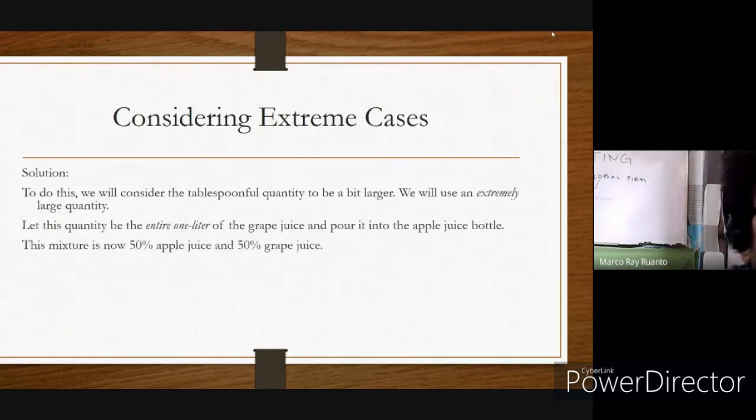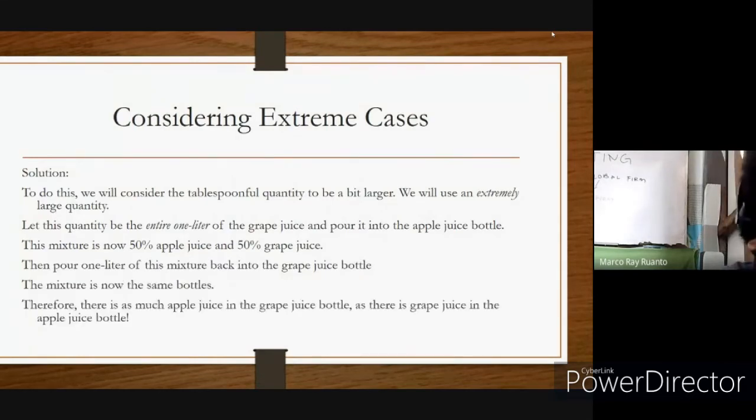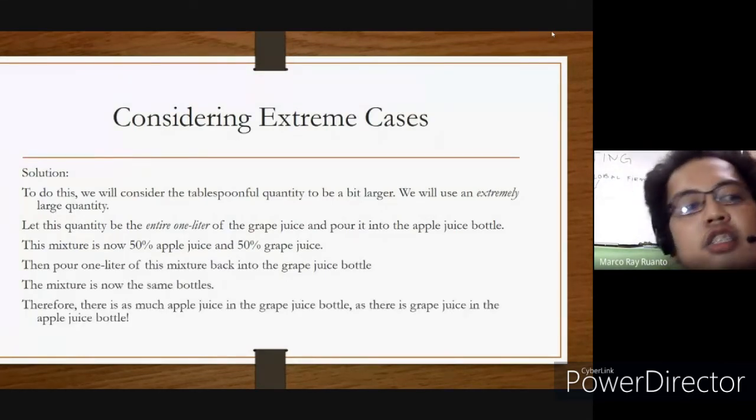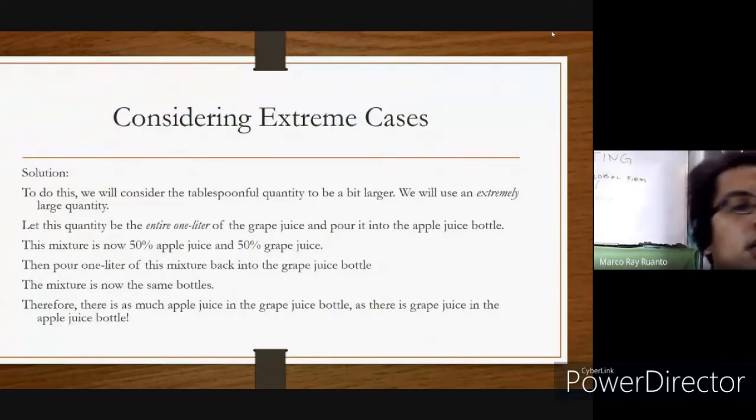So if we look at it, half a liter and half a liter, so we have 50-50. If we join them together, they are just the same. So there is as much apple juice in grape juice as there is grape juice in the apple juice. So they are just the same. There is nothing more, there is nothing less. They are all the same. Okay.